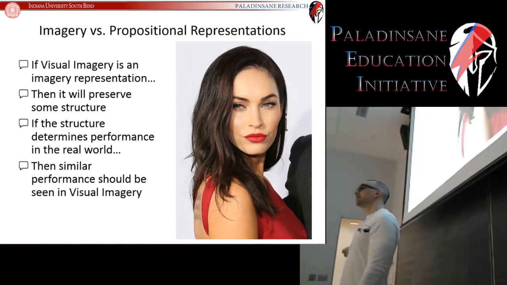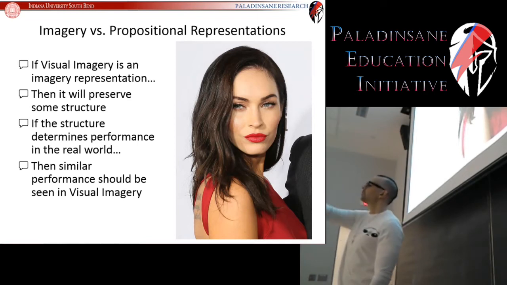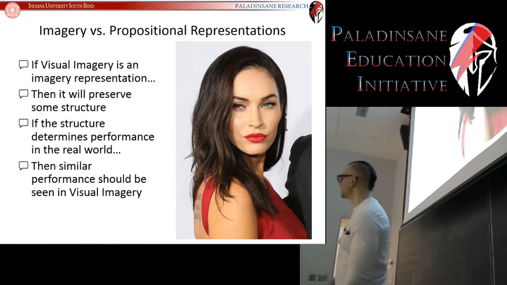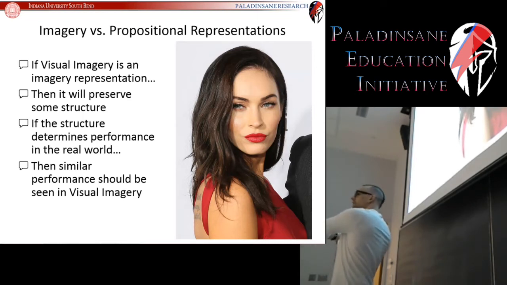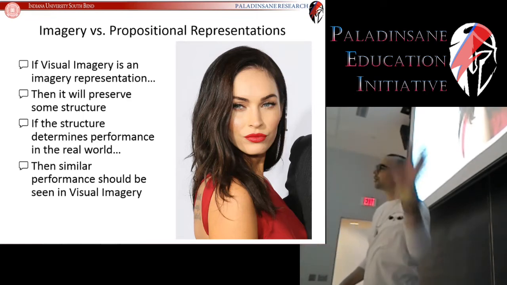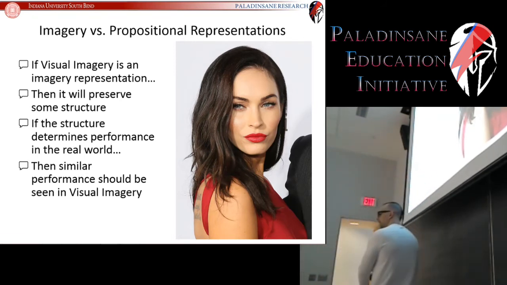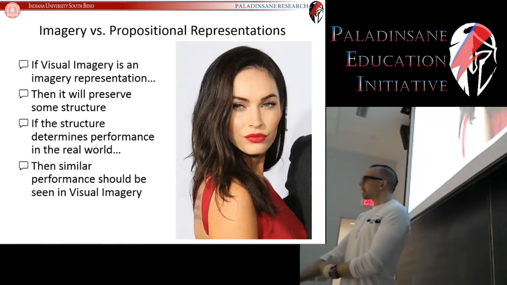So if something is heavy to lift in the real world, it should be heavy to lift in our mental world if we're using an imagery representation. If something is slow in the real world, we should be slower to think about it in our mental world if we're using an imagery representation. If there's structure in the real world that impacts performance, and we're using that structure in our representations, our thinking about it should be impacted in the same way. That's the argument to try to determine whether we use visual imagery or not. Is that argument clear? Make sense?